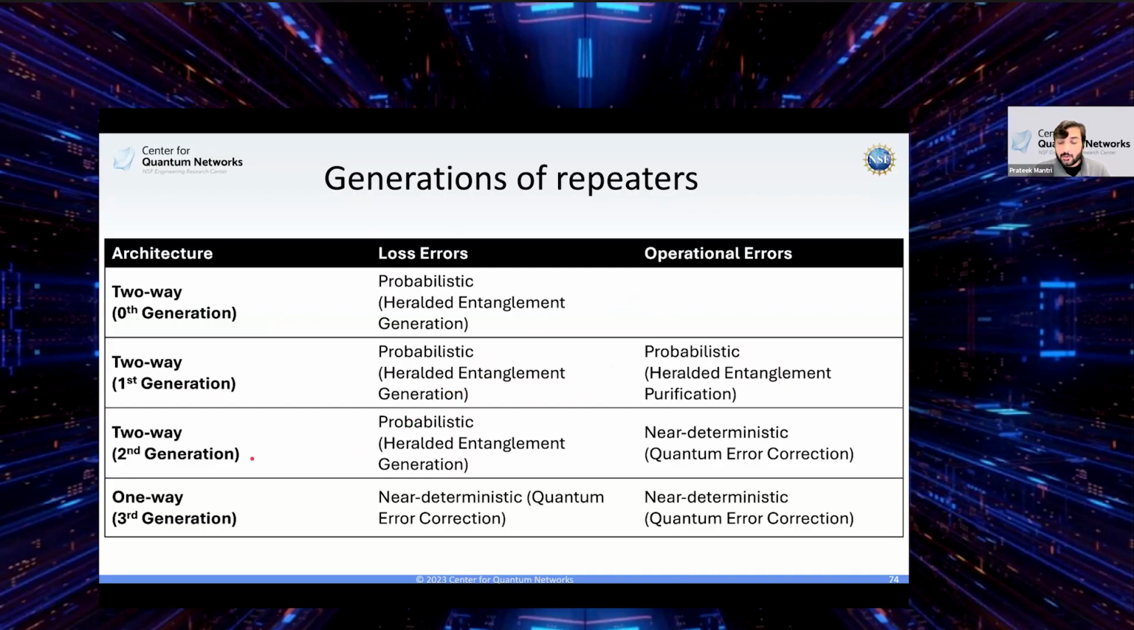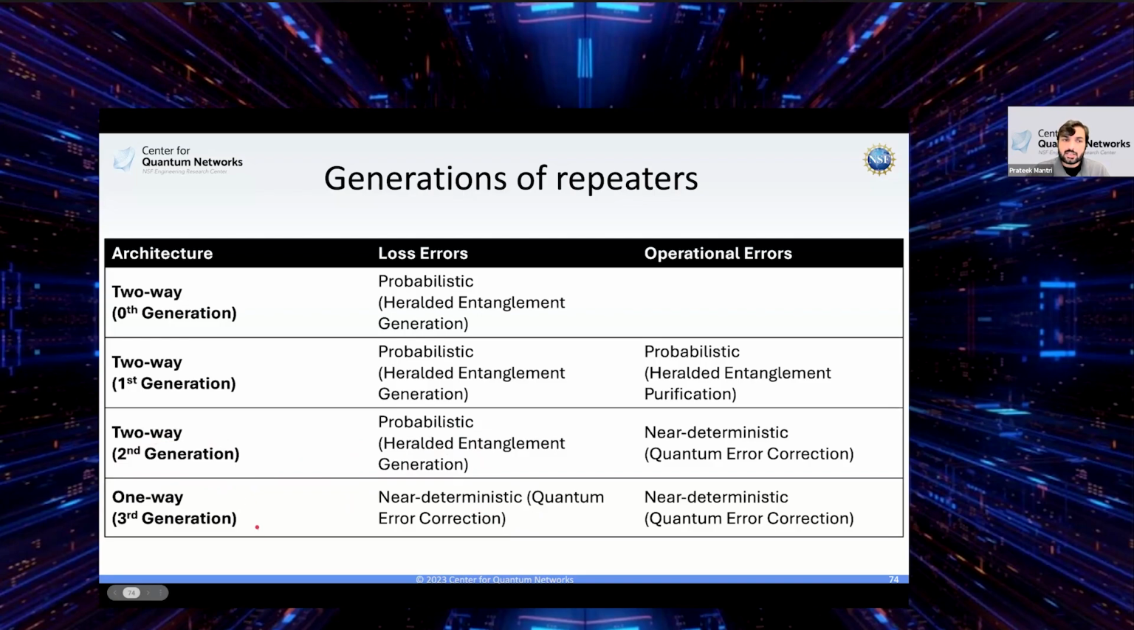If we use some sort of error correction for operational errors, but use probabilistic methods for mitigating the loss errors, we get what is called the second generation. And if we use error correction for correcting both loss errors and operational errors, we get the third generation. We'll go a bit more detailed into all this.